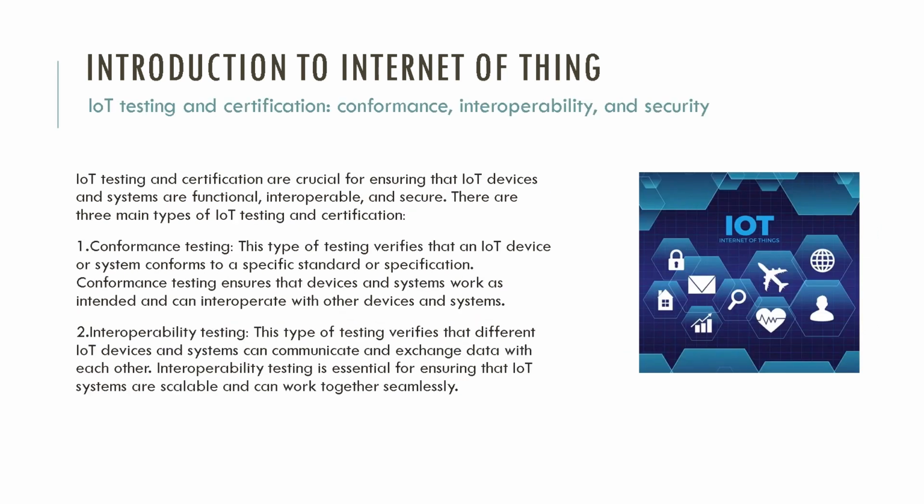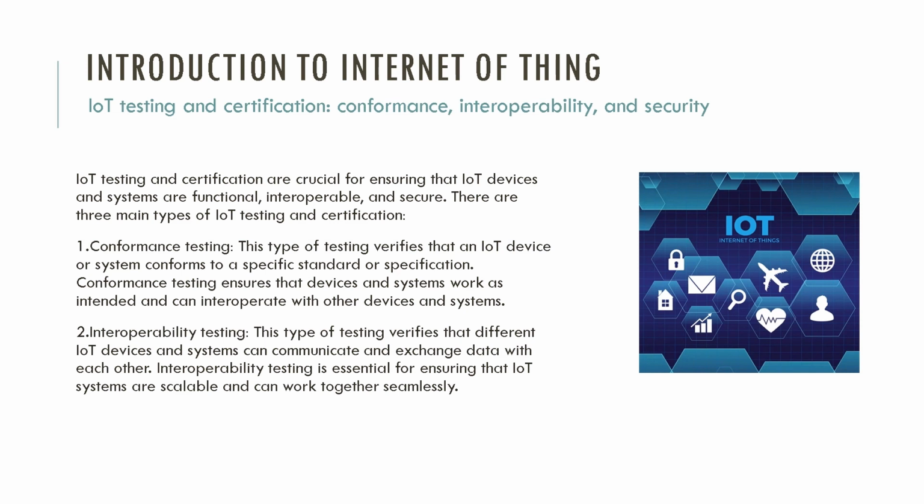IoT testing and certification are crucial for ensuring that IoT devices and systems are functional, interoperable, and secure. There are three main types of IoT testing and certification. 1. Conformance testing. This type of testing verifies that an IoT device or system conforms to a specific standard or specification. Conformance testing ensures that devices and systems work as intended and can interoperate with other devices and systems.